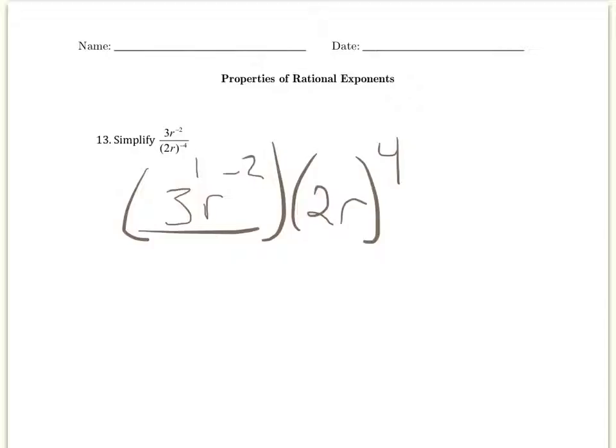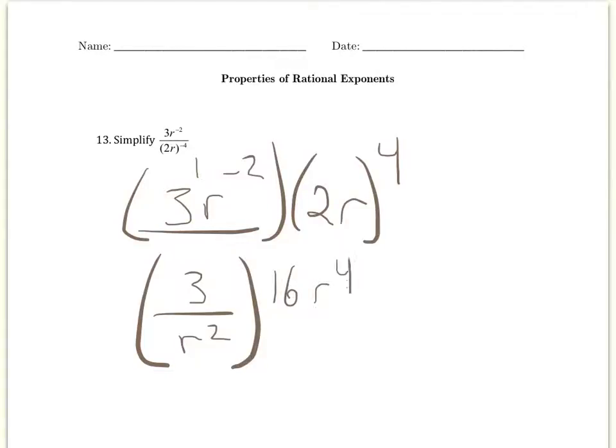So this r to the negative 2 is going to move down to the denominator. So that's going to be 3 over r squared, 16 r to the 4th. If I have 2 r's in the denominator and 4 of them in the numerator, we're going to get 3 times 16, which is 48, r squared.